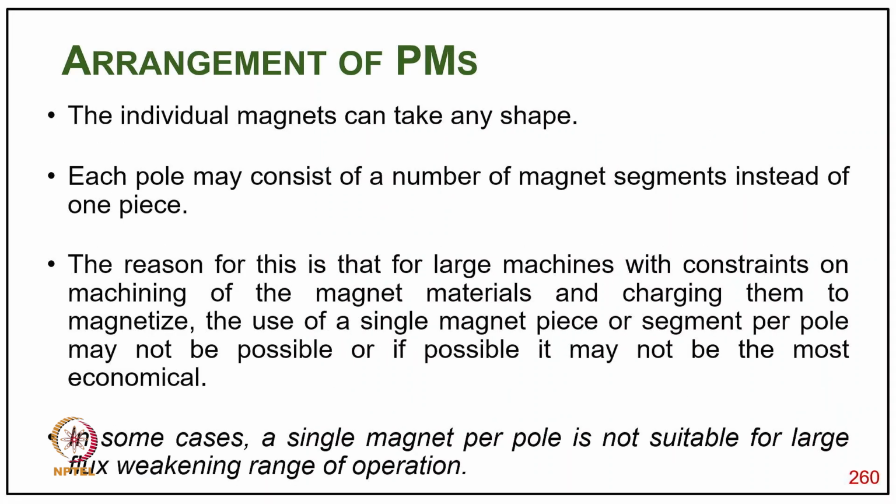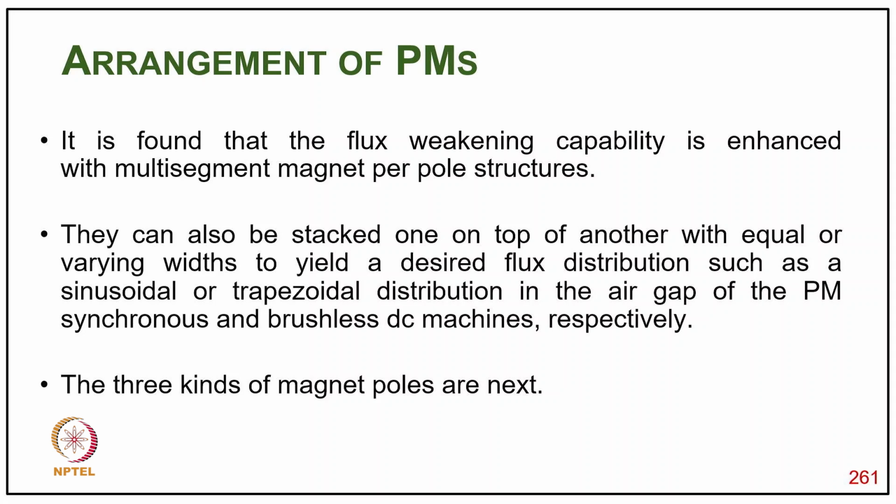Individual magnets can take any shape. Each pole may consist of a number of magnet segments instead of one piece. The reason for this is that large machines have constraints on the machining of the magnet material and also on magnetizing them, and the use of a single magnet piece per pole may not be possible, or if possible it may not be most economical. In some cases a single magnet per pole is not suitable for a large flux weakening range of operation. It is found that the flux weakening capability is enhanced by a multi-segment magnet per pole structure.